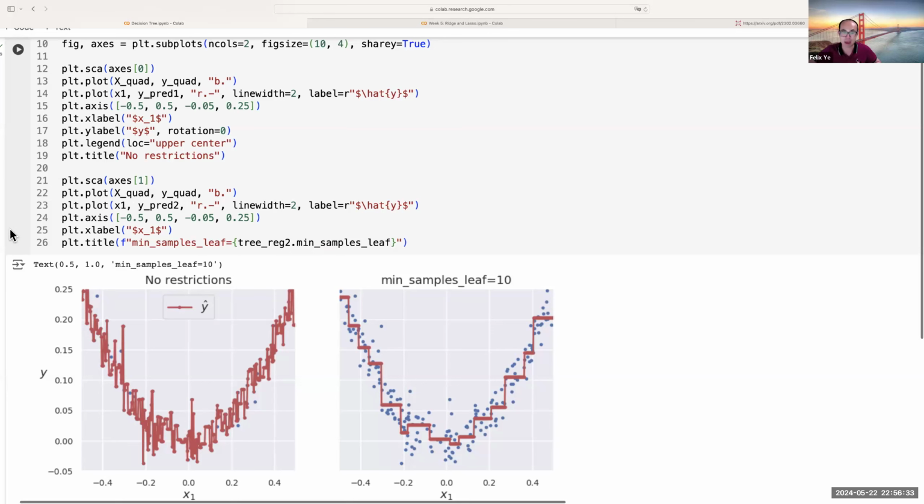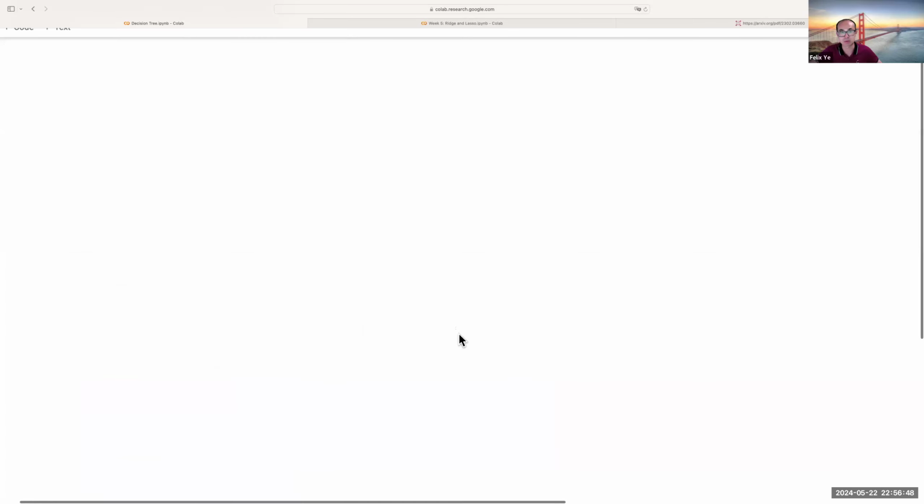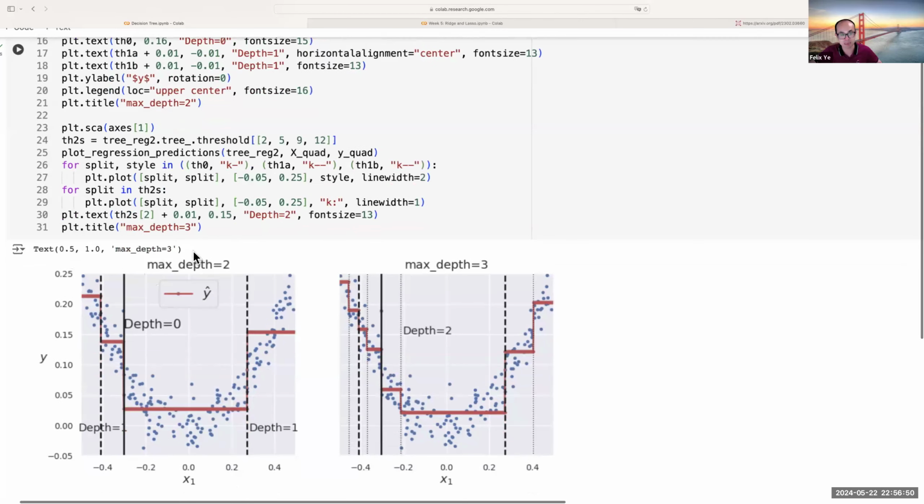So we are getting some leaves that is quite reasonable. It's still zigzag, but with that, it looks much more reasonable than the one without any kind of restriction. And this one is more reasonable than the ones where we only have a maximum depth equal to 2 and a maximum depth equal to 3. Because this is super rough, it's way too rough. And the same here as well.